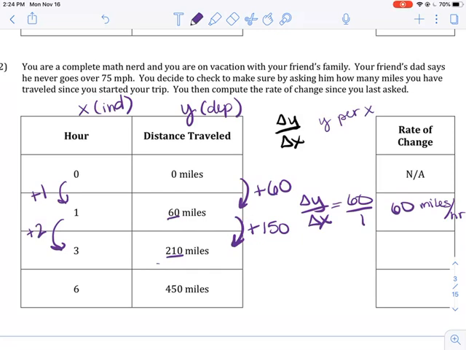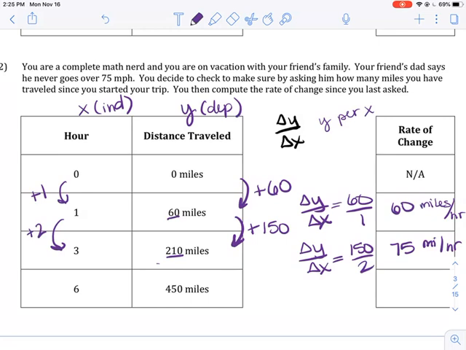Okay, we're going to go ahead and make our fraction. Change in Y over change in X. And which one goes on top? 150. So 150 over 2, when I divide that, I get 75 miles per hour. He's going a little faster, but as far as we know, he hasn't gone faster than 75 miles per hour yet.